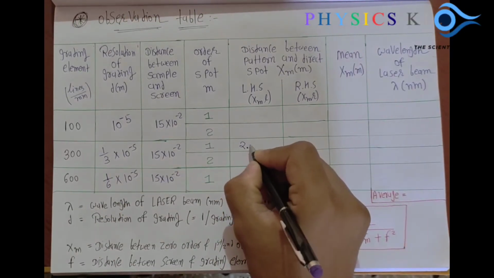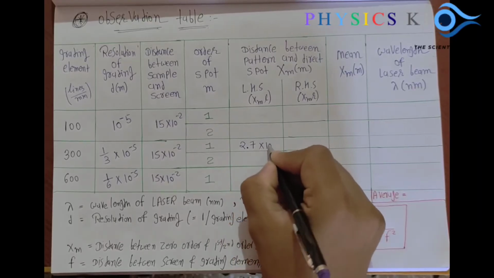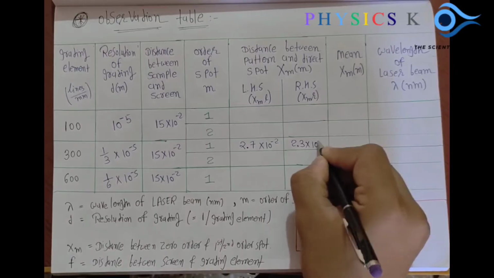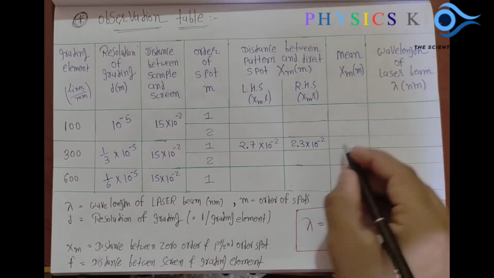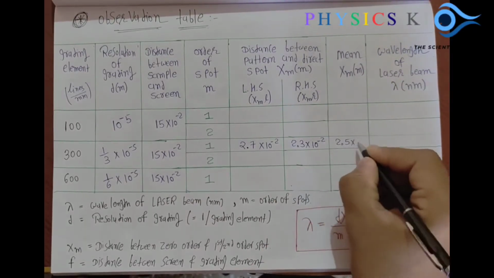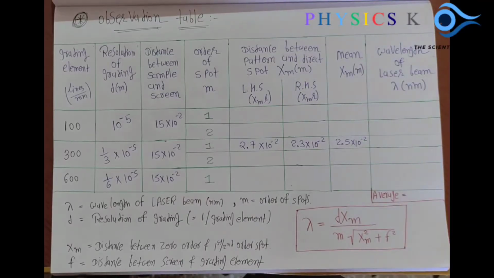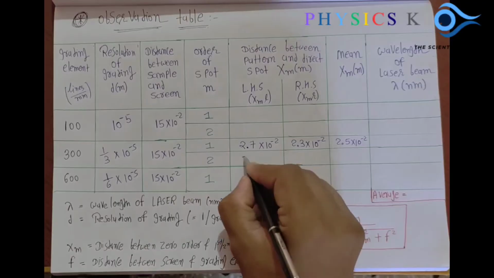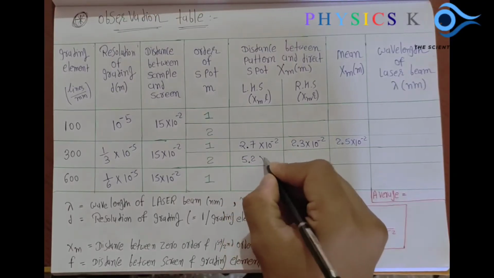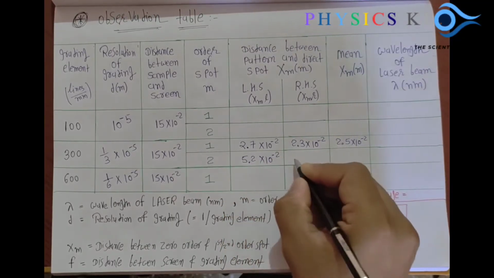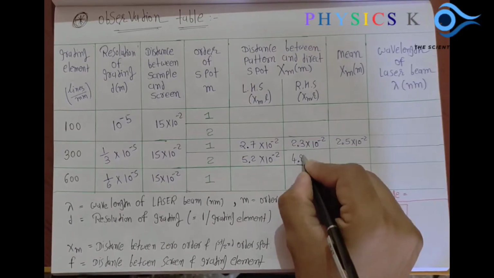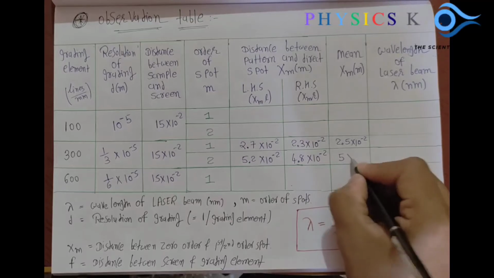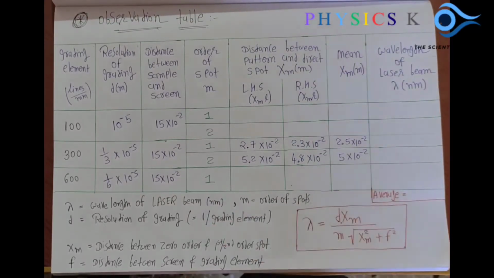It becomes 2.7 × 10^-2, which means in meters, and from the right hand side I got 2.3 × 10^-2. So just take a mean: 2.5 × 10^-2. Okay, now the second spot, the distance from center to second spot is 5.2 × 10^-2 for the left hand side spot, and right hand side 4.8 × 10^-2. Just take a mean, I got 5 × 10^-2.